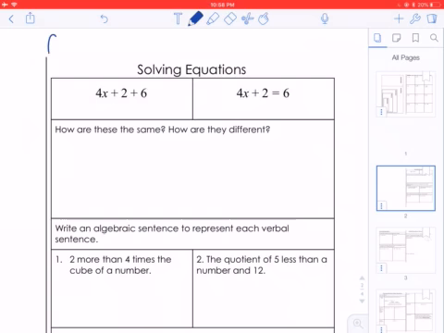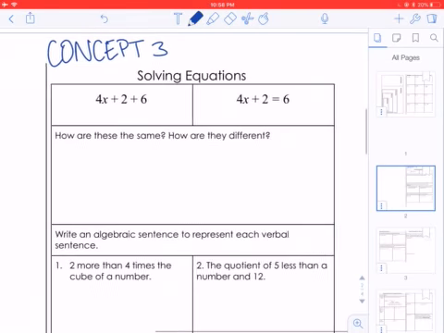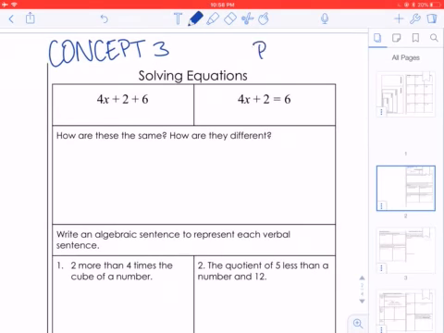Let me switch the color here. So this is concept 3. You're going to go ahead and put this in your notebook on page 11. So that will be where you're at. So for solving equations, we're going to solve a bunch of different kinds of equations.